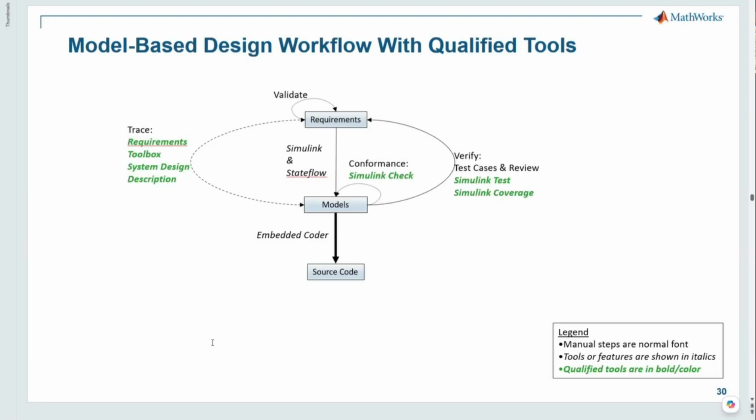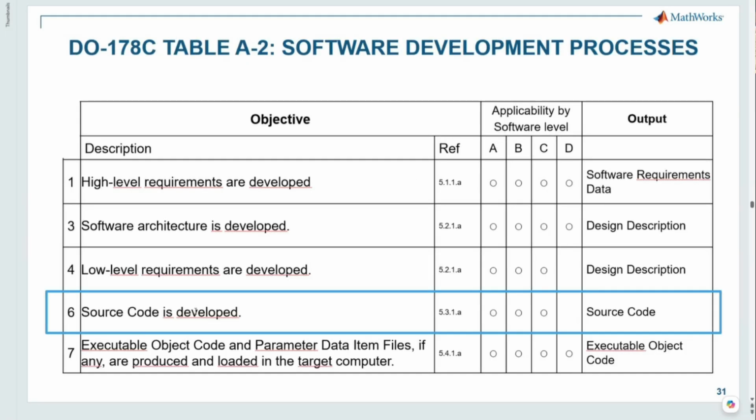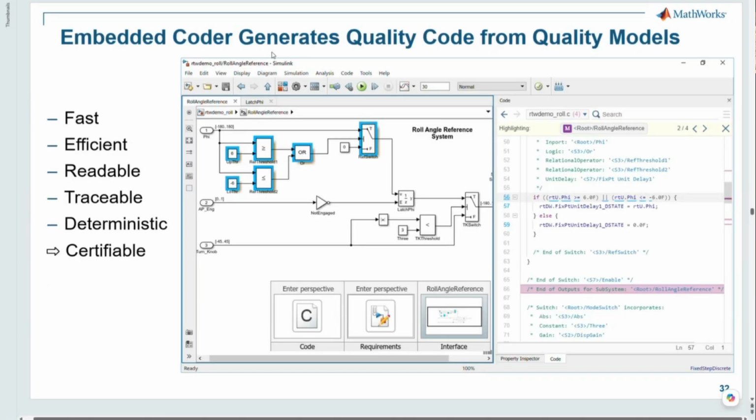Now let's look at the source and integration phase. From the low-level requirements and model, you need to create the source code, and this is done by Embedded Coder. To answer table A2, source code is developed, and you don't need to be specific. You don't need to provide the files when you do level D. Embedded Coder is the code generation tool that can produce C++ from Simulink models, and the objective of this tool is to produce code that is fast, efficient, readable, traceable, deterministic, meaning that you can certify this code.